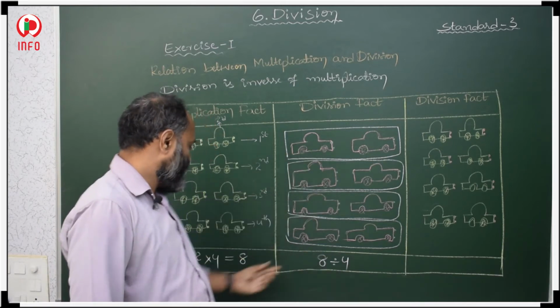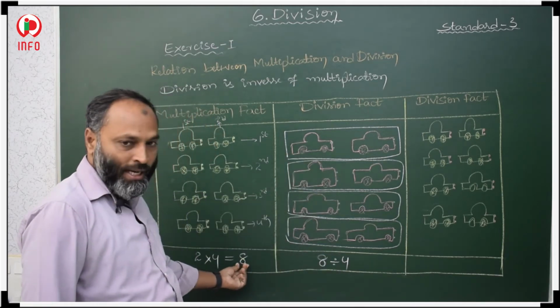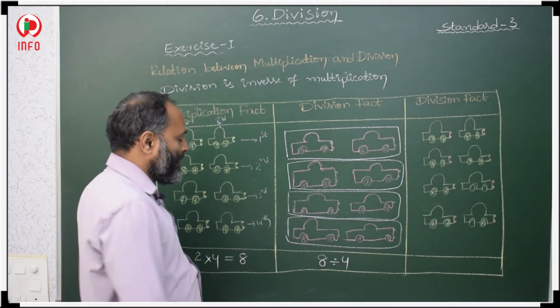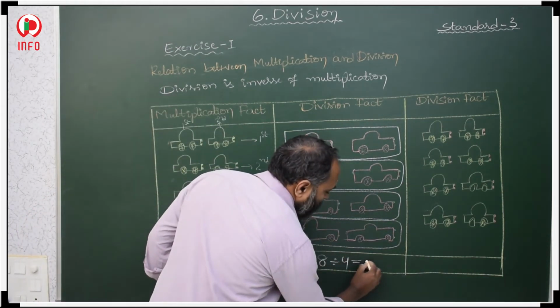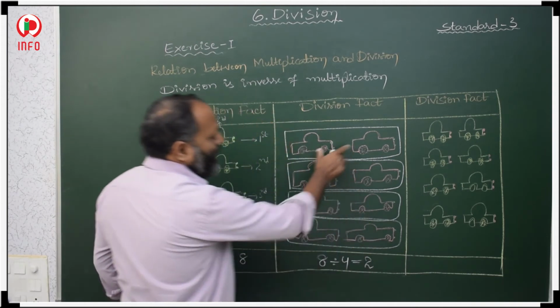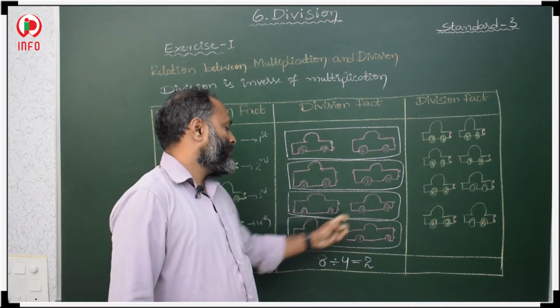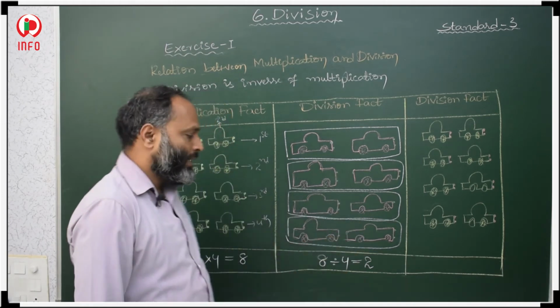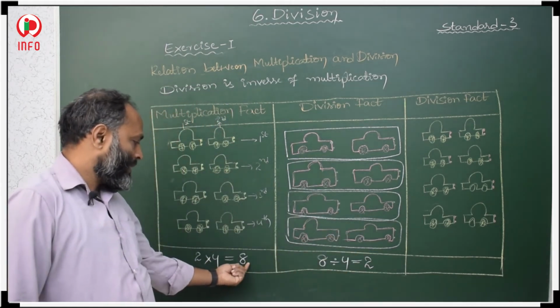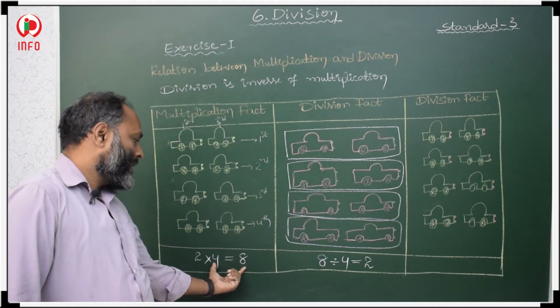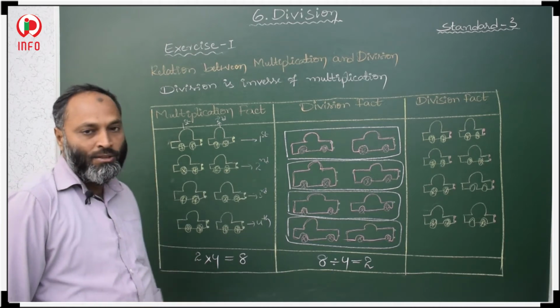1, 2, 3, 4 groups. This total 8 cars divided into 4 groups. Then how many cars were there in each group? 2 cars. In first group we have 2 cars, 1, 2, in each group. In simple, if 8 cars, total cars divided into 4 groups, so we will get 2 cars in each group.